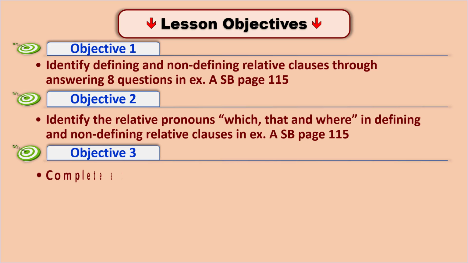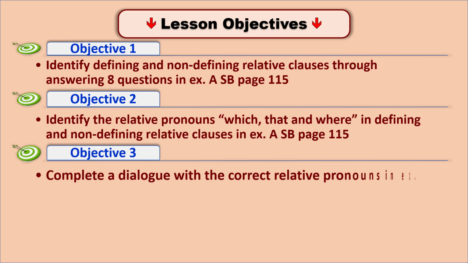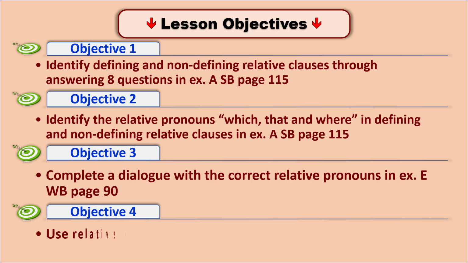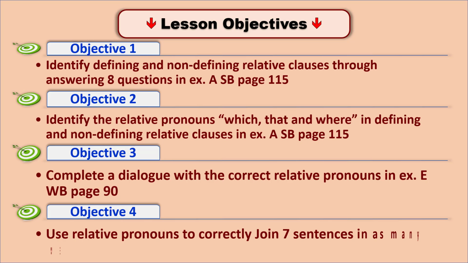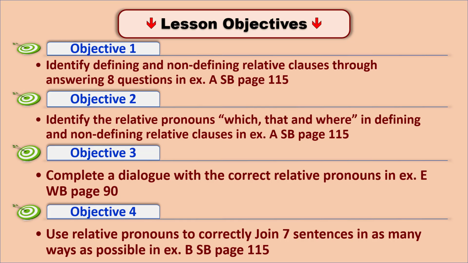And the third objective for today is to complete a dialogue with the correct relative pronouns in exercise E, workbook page 90. And finally, objective number 4 is to use relative pronouns to correctly join 7 sentences in as many ways as possible in exercise B, student book page 115.